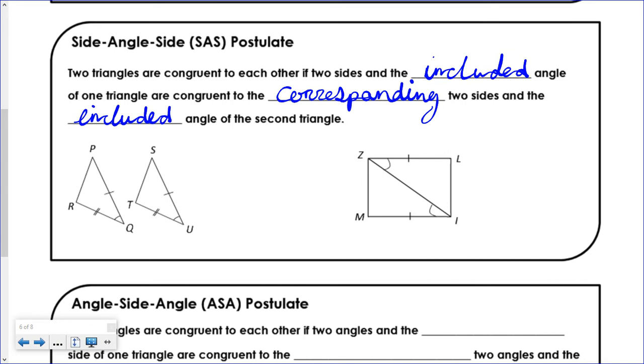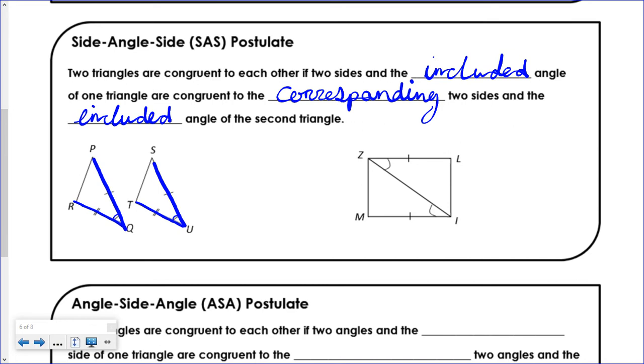I like to refer to them as sandwiches. So you're going to have a side sandwich, which means the two slices of bread are the sides, and whatever's in your sandwich is the angle. So in these triangles, I have two sides right here. These two sides are congruent to each other. That's the side and the side. The angle is in between the two sides. That's the angle in the middle.